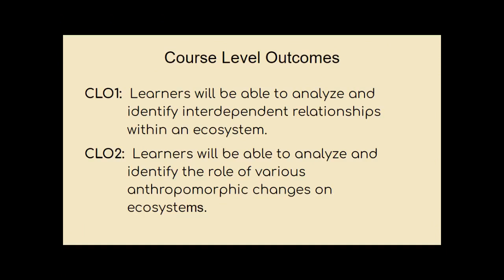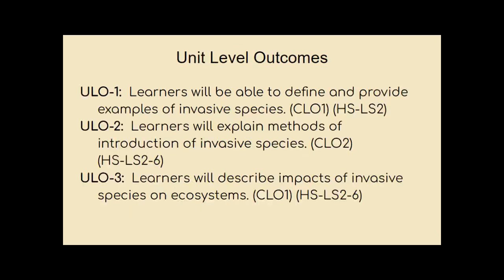The overarching course level outcomes related to this particular unit include learners being able to analyze and identify interdependent relationships within an ecosystem, and learners being able to analyze and identify the role of various anthropomorphic changes on an ecosystem.